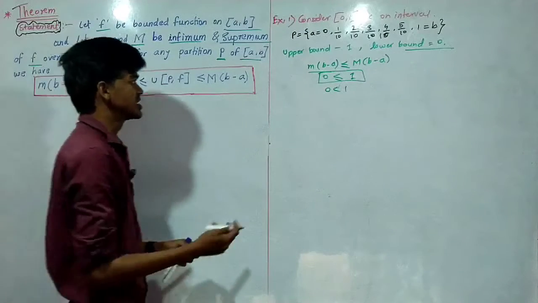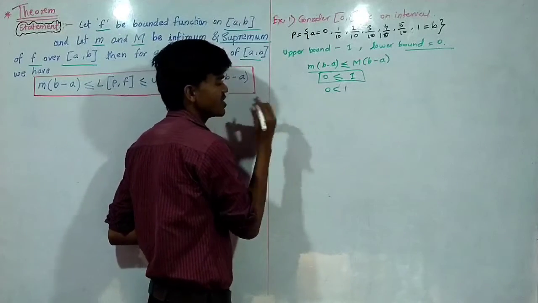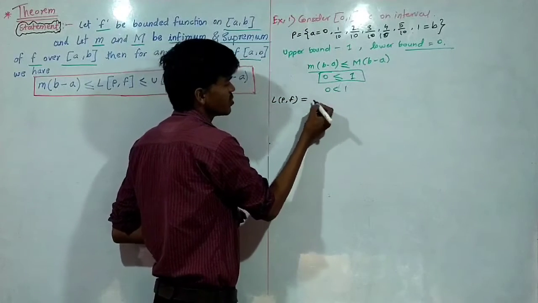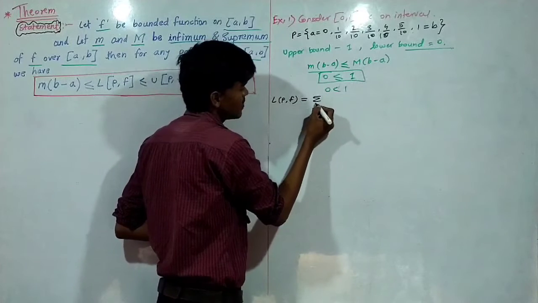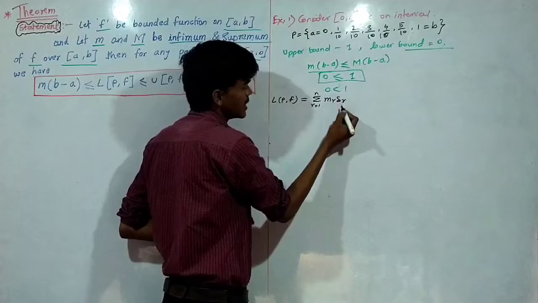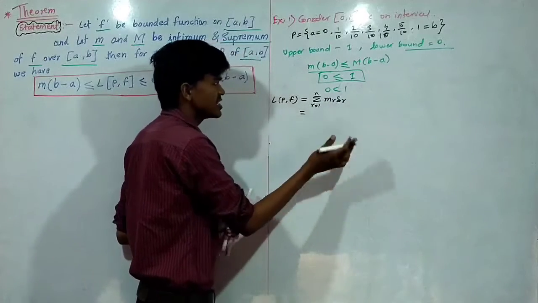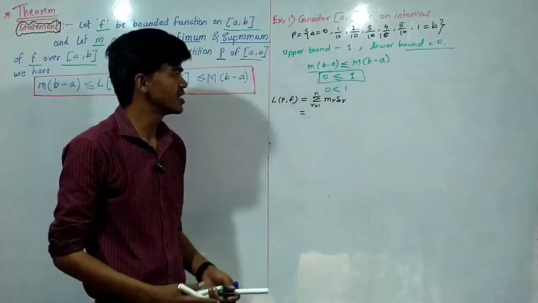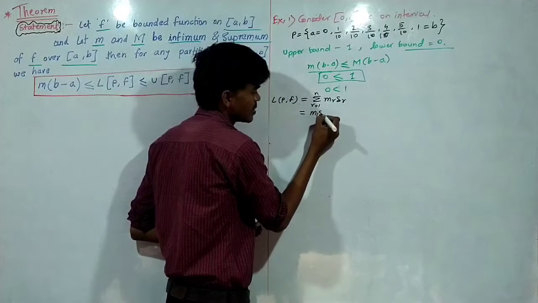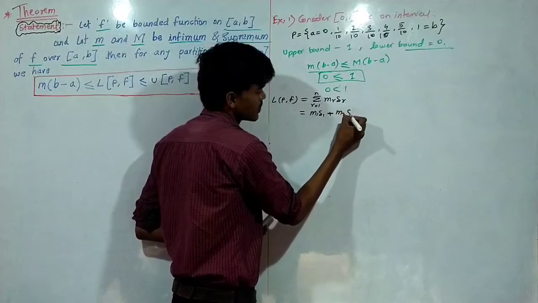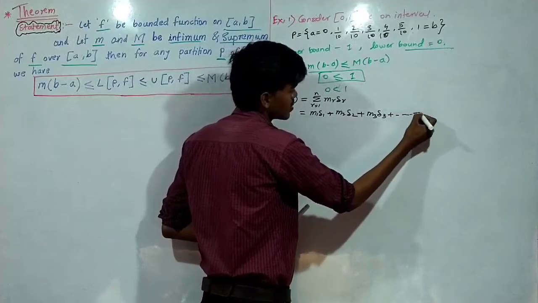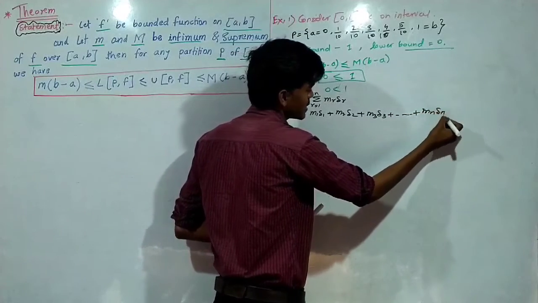Let me consider them one by one. First I will define the lower sum, that is L(P, f), and we know how it is defined: the summation from r equal to 1 to n of small m_r delta_r. Here small m_r means the infimum over the given sub interval. I will split this series as m1 delta 1 plus m2 delta 2 plus m3 delta 3 and so on, plus mn delta n.